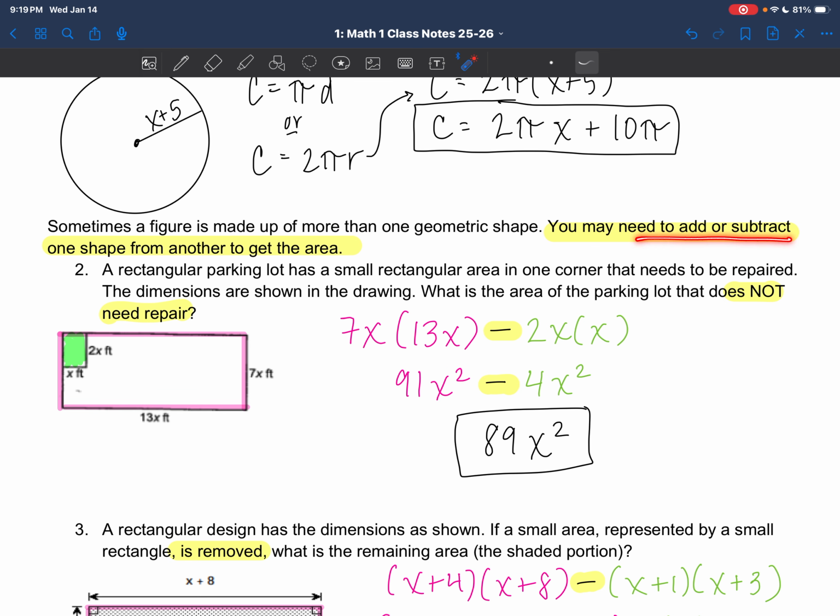All right, so now, sometimes you have a figure that's made up of more than one shape. So you may need to add or subtract one shape from another to get the area. So here we've got a rectangular parking lot that has a small rectangular area in one corner that needs to be repaired. The dimensions are shown in the drawing. What is the area of the parking lot that does not need repair? So remember, this little bit here needs to be repaired.